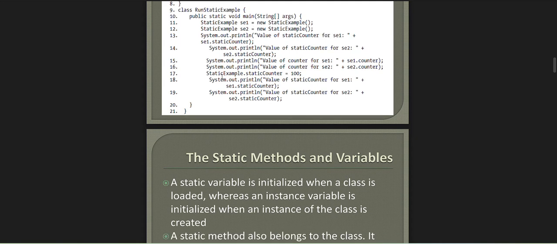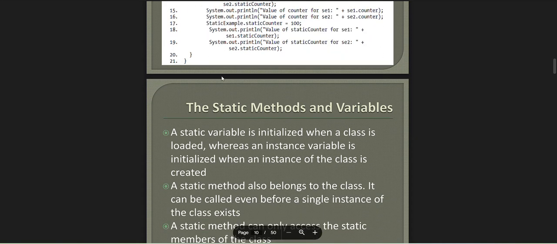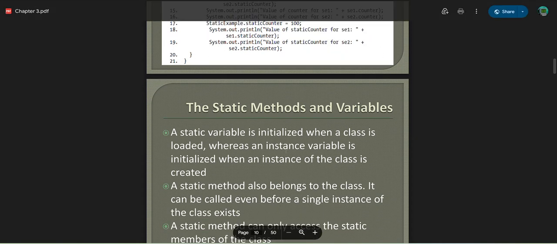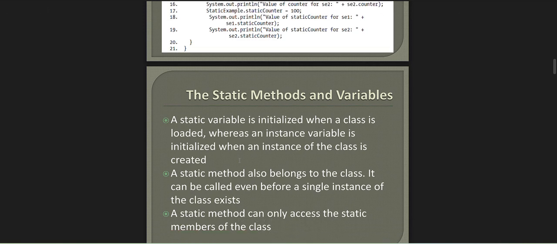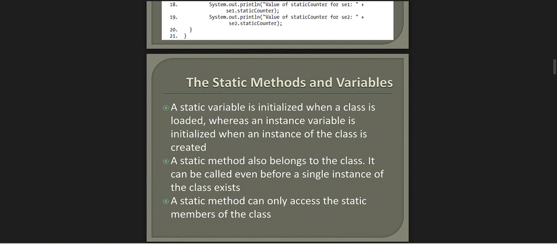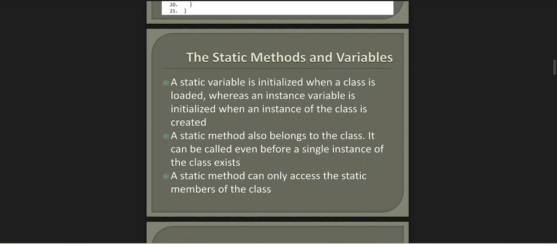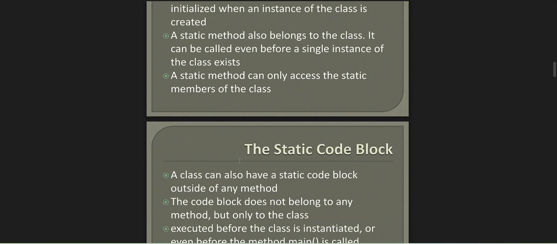Static example: the static method and the variables. The static variable is initialized when the class is loaded, whereas the instance variable is initialized when the instance of the class is created. The static method also belongs to the class. It can be called even before a single instance of the class exists. The static method can only access the static members of the class.